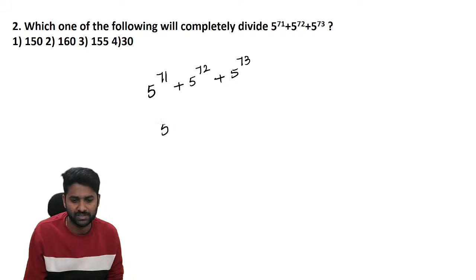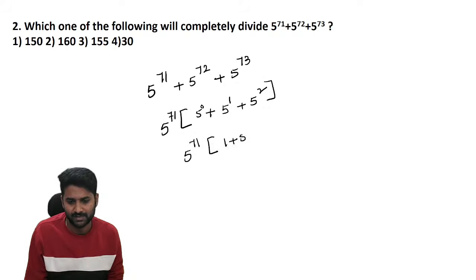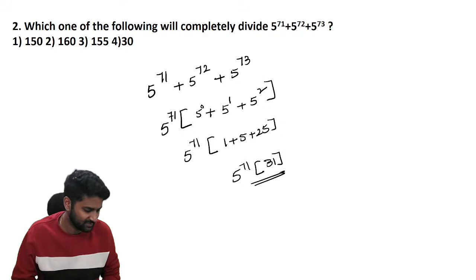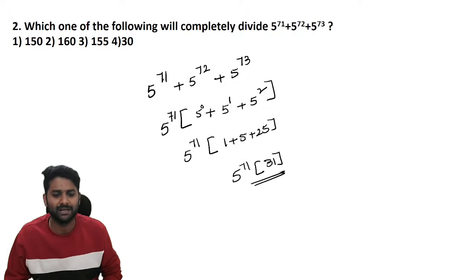You can see the common power is 5 power 71. Then how much is left? 1 plus 5 power 1 plus 5 square, so 5 power 0 if you want. Then the next value 5 power 71. So 1 plus 5 plus 25. So we can say that the entire sum value is exactly divisible by 31 or a multiple of 31.